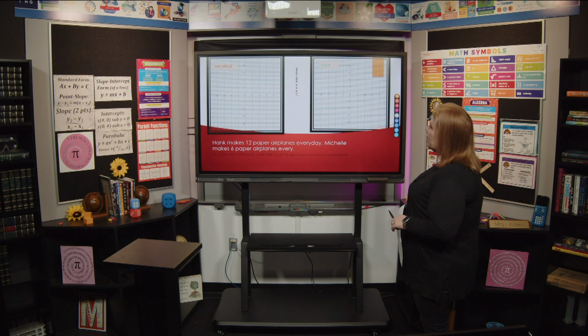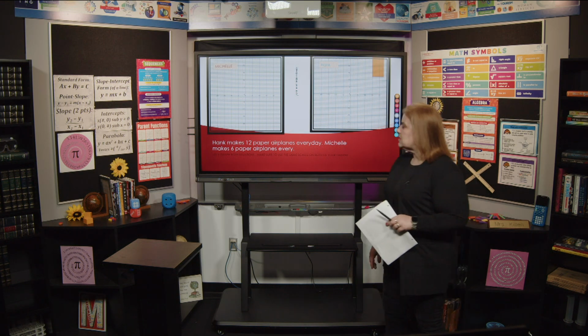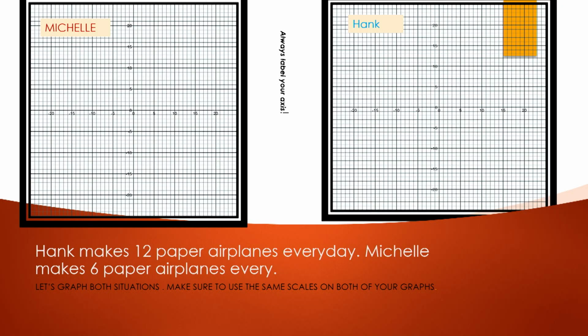All right, so the first one we have, remember, we always read our passage. Hank makes 12 paper airplanes every day. Michelle makes 6 paper airplanes every day. Let's graph both situations. Make sure to use the same scale on both of your graphs. So let's go ahead and do this.